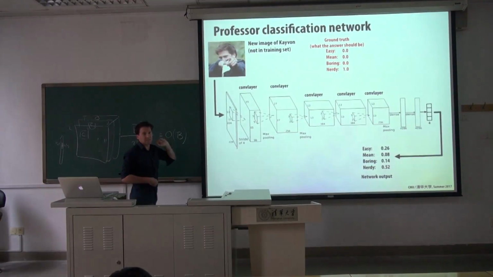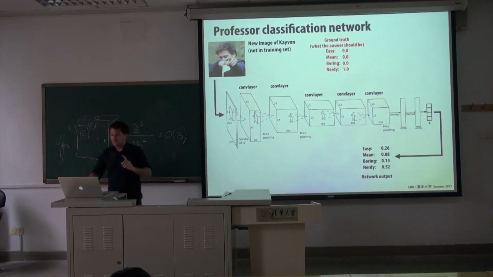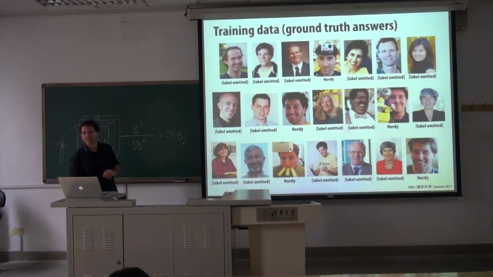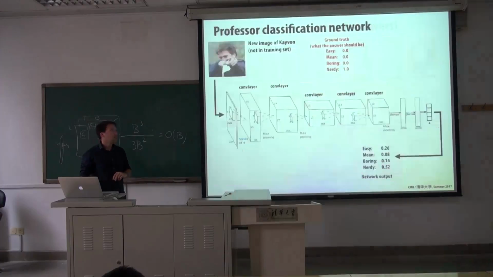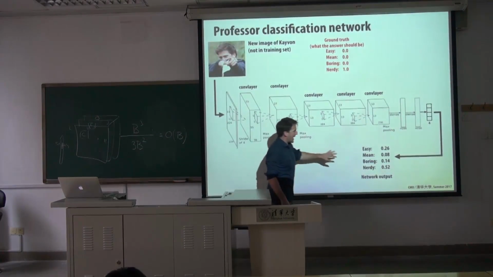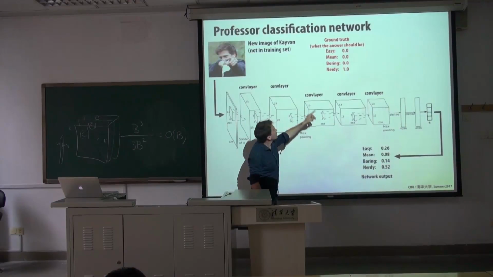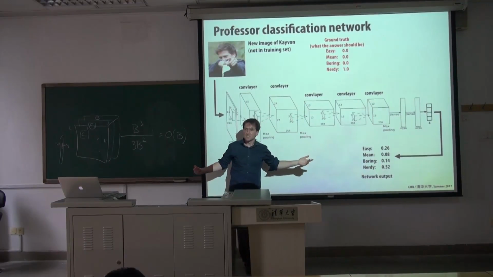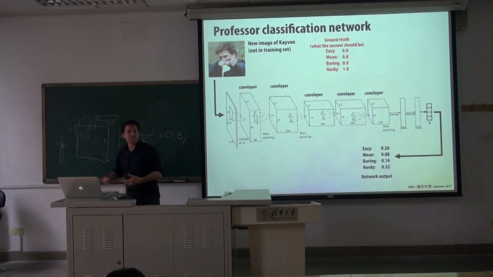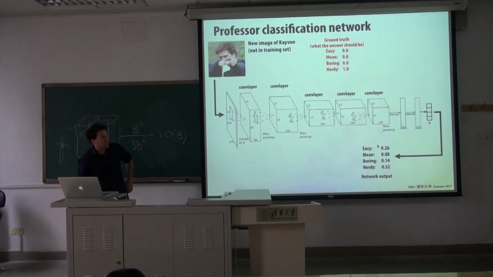So let's say that a picture of me comes in, and notice that this picture of me is different from all these other pictures of me. This picture does not exist in this data set. But it's a picture of me, and the network was told that the right answer is that whenever you see Kayvon, that's a nerdy professor. So let's say that this image comes in, and the right answer should have been 0001, because Kayvon is a nerdy professor. But the network actually produced this output. It actually was fairly close.